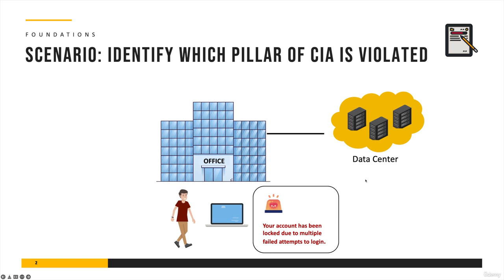Now, clearly, someone tried to access your account. They gave the passwords maybe a couple of times, and as a security measure, the cloud company has locked your account. Now, which pillar of CIA has been violated in this instance? Is it confidentiality, is it integrity, or is it availability? I'm going to wait for a few seconds, and in the meantime, you can try to come up with the solution.